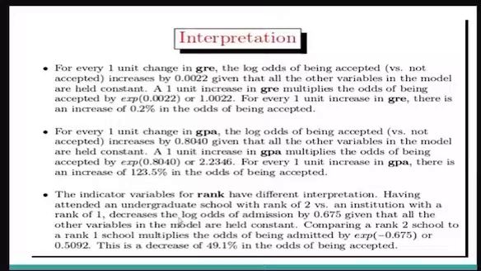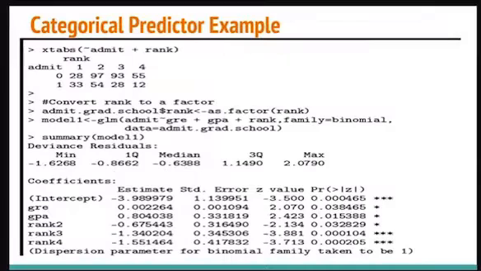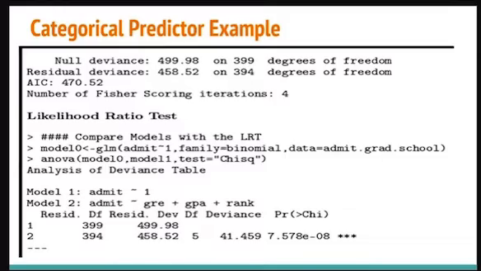I said a rank of 2 decreases the log odd of admission by that. Why do I say decreasing? Because the estimate of rank 2 is negative 0.675. That decreases the log odd. If you write it decreases the number of admissions, you are wrong. What does it decrease? The log odd of admission. Does that make sense now? Please pay attention to that.